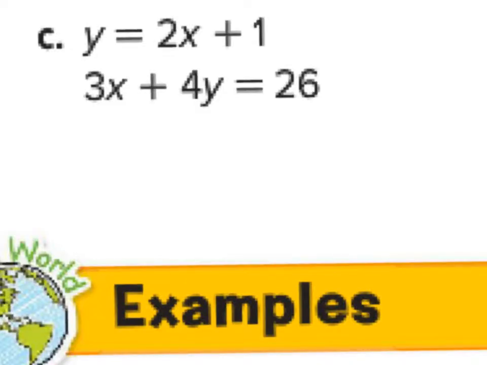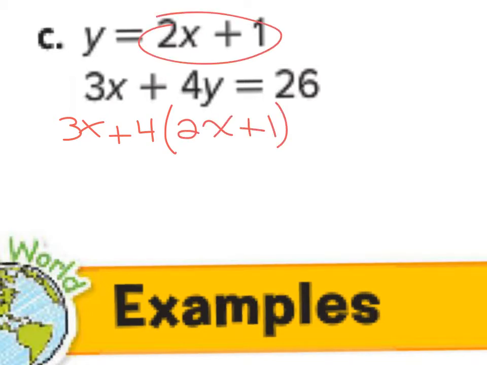Okay, question C. We see here that we have y equals 2x plus 1. So that's what y is. I could insert it in here. And I have 3x plus 4y equals 26. Let's solve for this equation by taking the first one and inserting it here. So that it's written now like this: 3x plus 4 times 2x plus 1, right? This right here, equals 26.